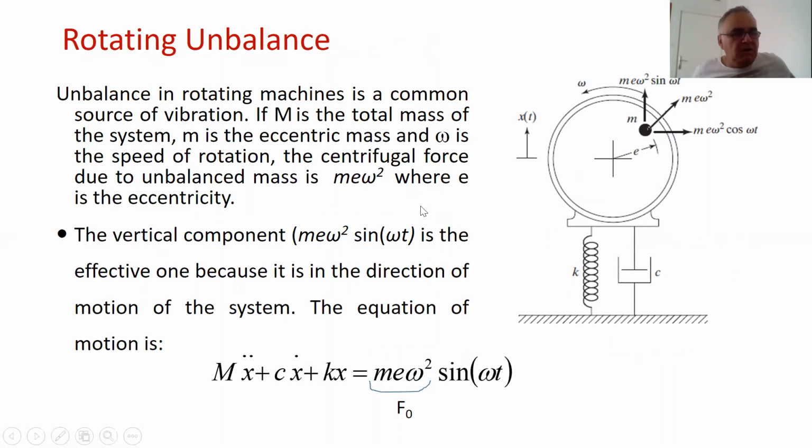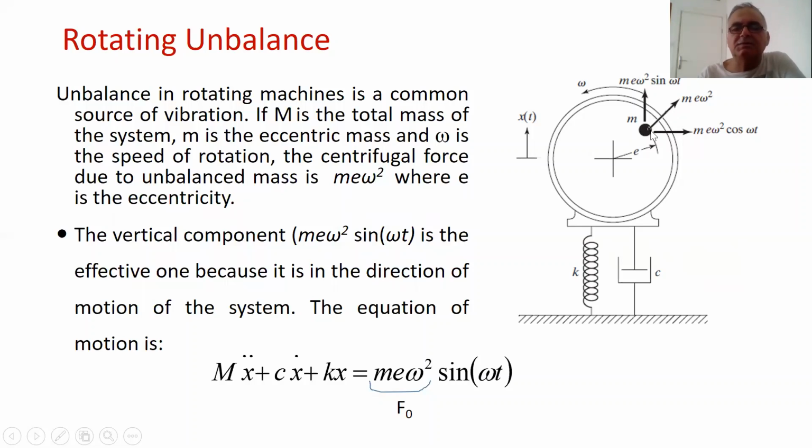In rotating machines, a common source of vibration is the unbalance. Let's say that you have a machine such as an electric motor in which there is a small unbalance. That unbalance keeps on rotating, and as it rotates, it creates a centrifugal force in the outward direction.